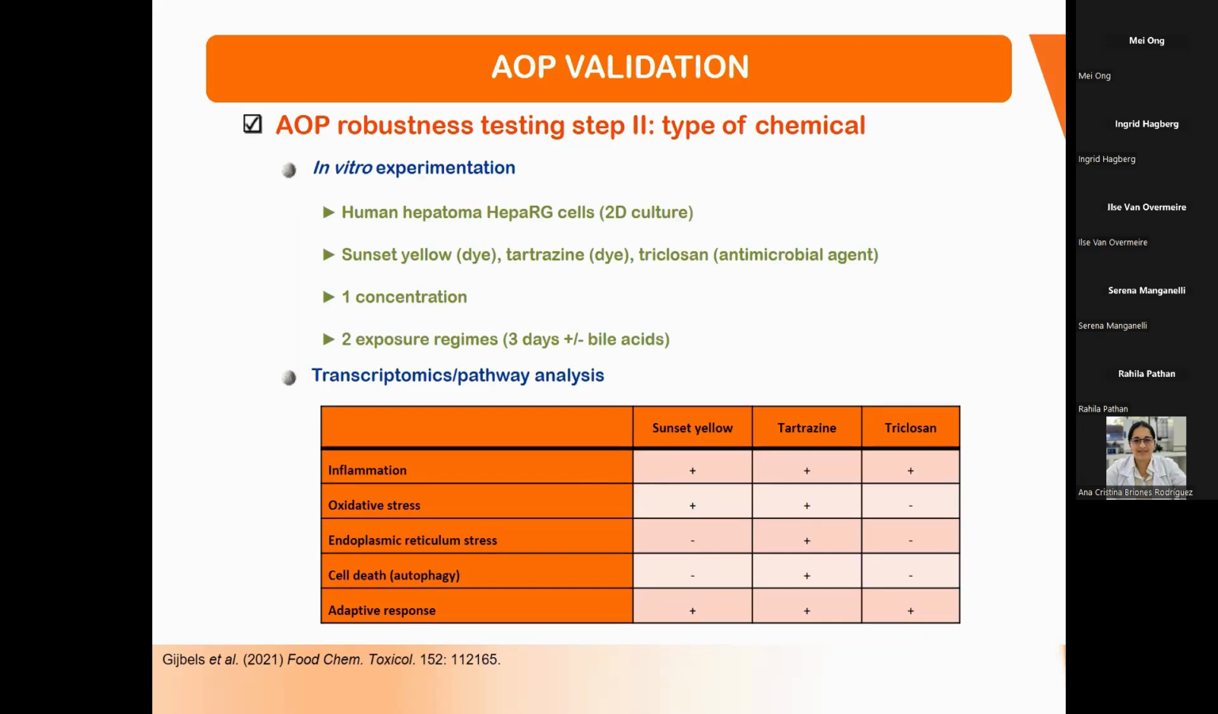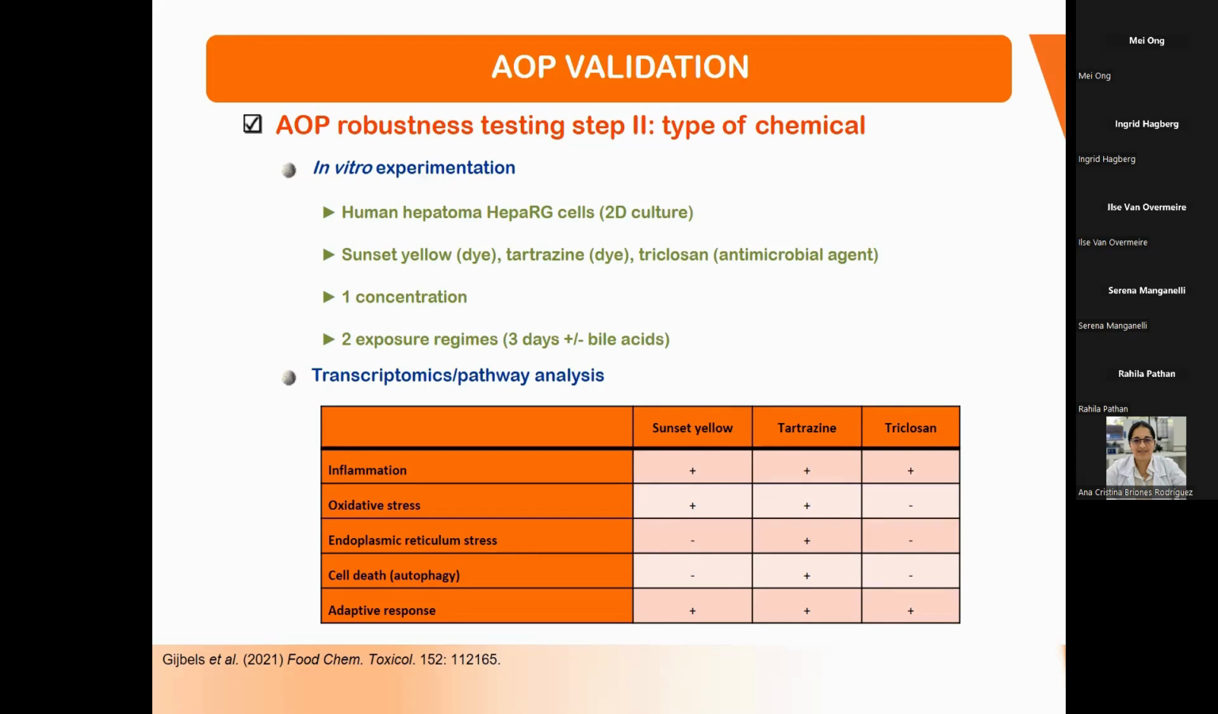The second aspect here of AOP robustness testing related to the type of chemical. So remember that we have tested all of this and that we have optimized all of this with pharmaceutical drugs, which is pretty much the low-hanging fruit because we typically have a wealth of data of pharmaceutical drugs, which is usually not the case for chemicals that come from other applicability domains.